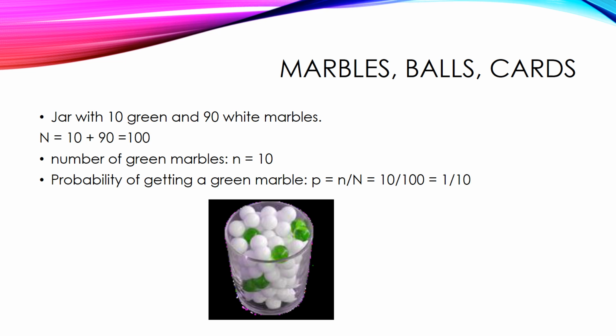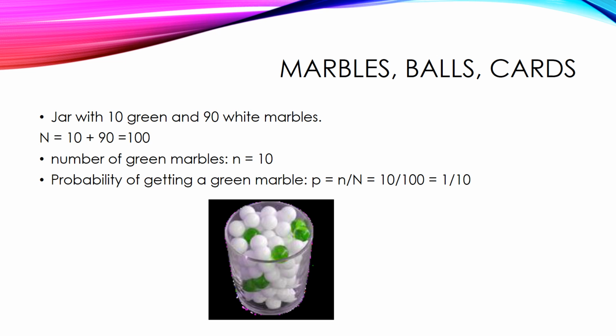Marbles, balls, cards. Let's assume we have a jar with 10 green and 90 white marbles. If we randomly choose a marble, what is the probability of getting a green marble? The number of all marbles is N = 10 + 90 = 100. The number of green marbles n is equal to 10. Probability of getting a green marble P = n/N = 10/100 = 1/10.